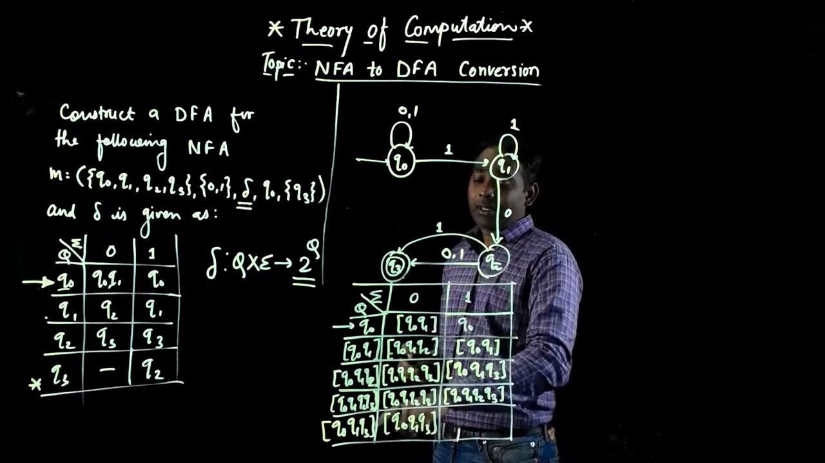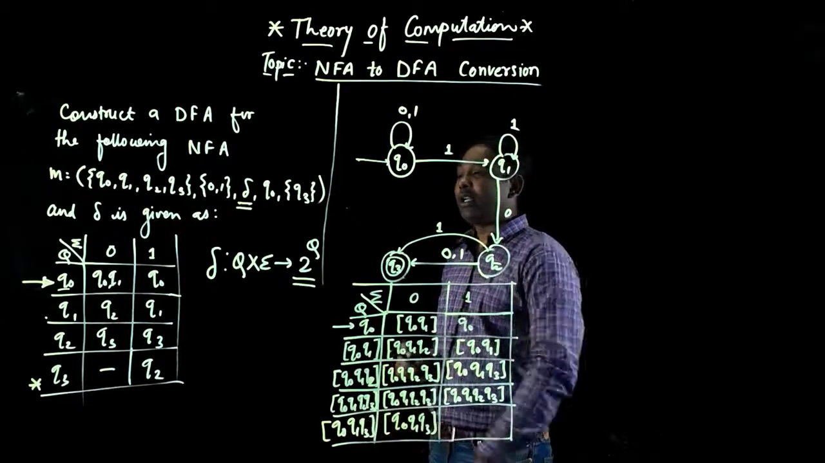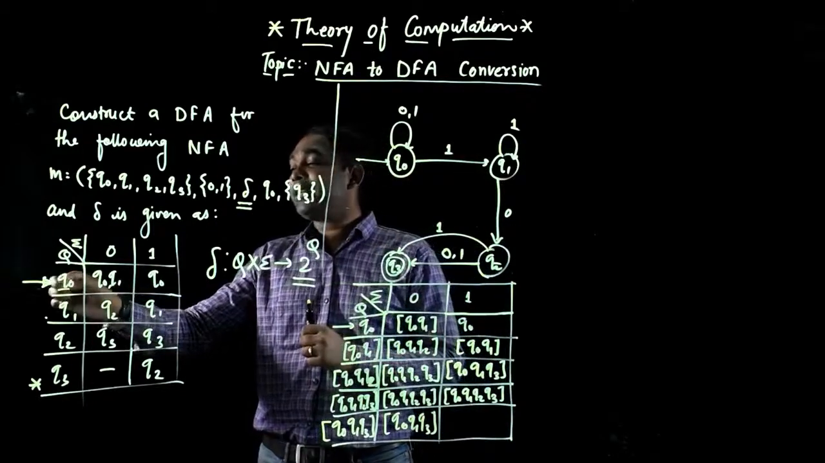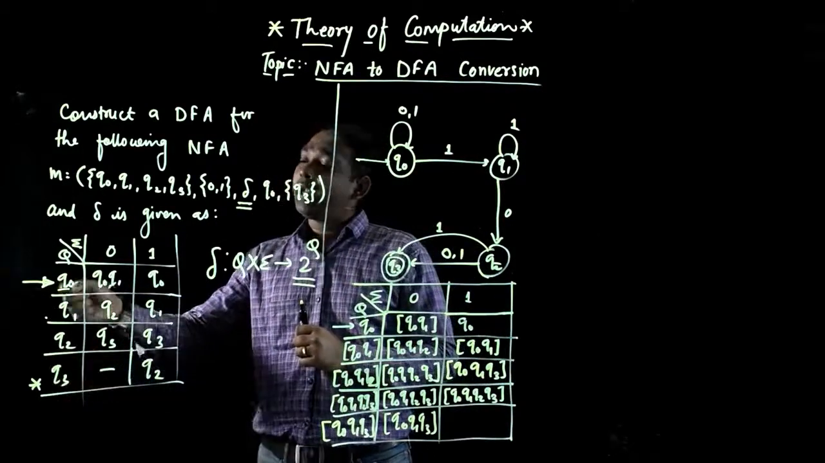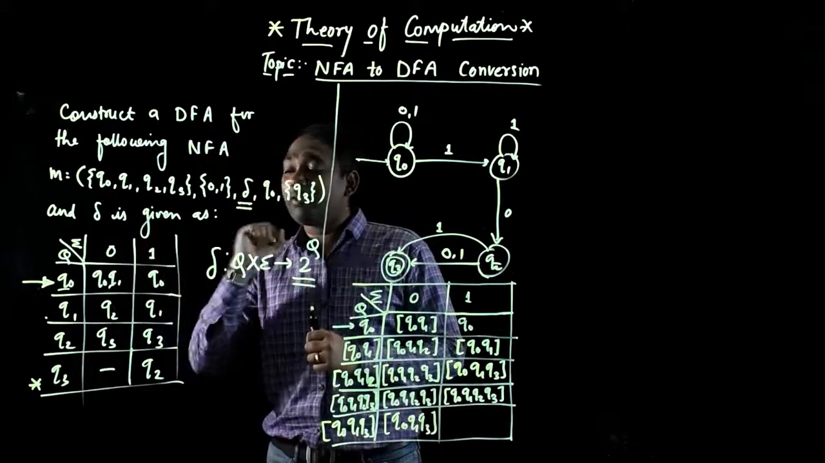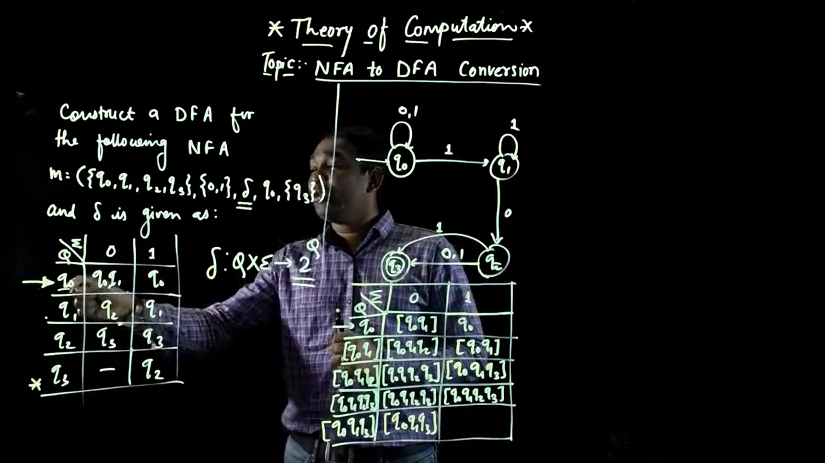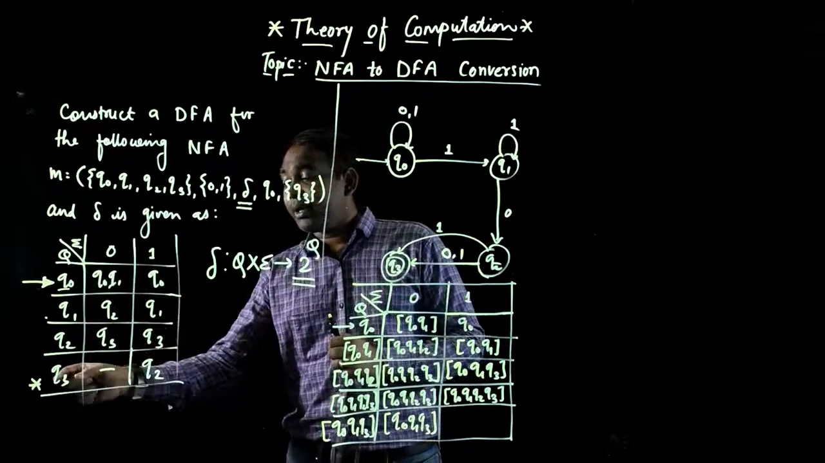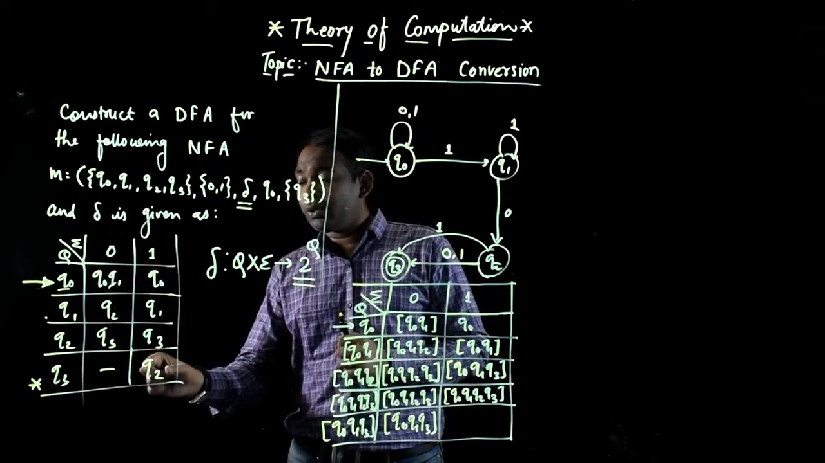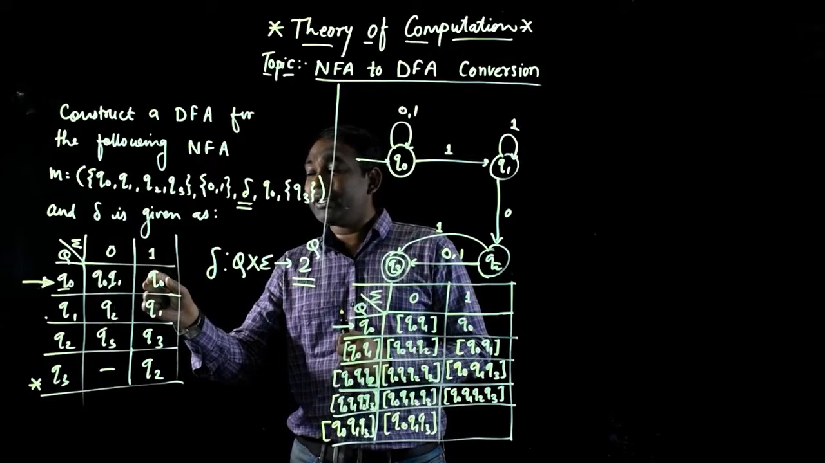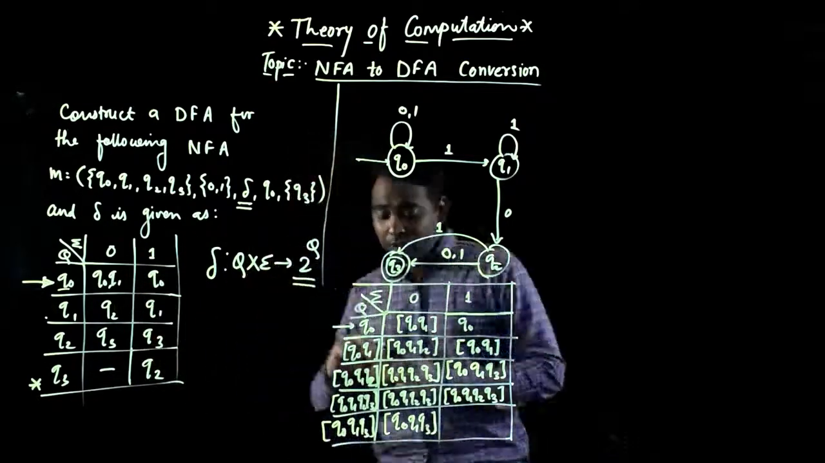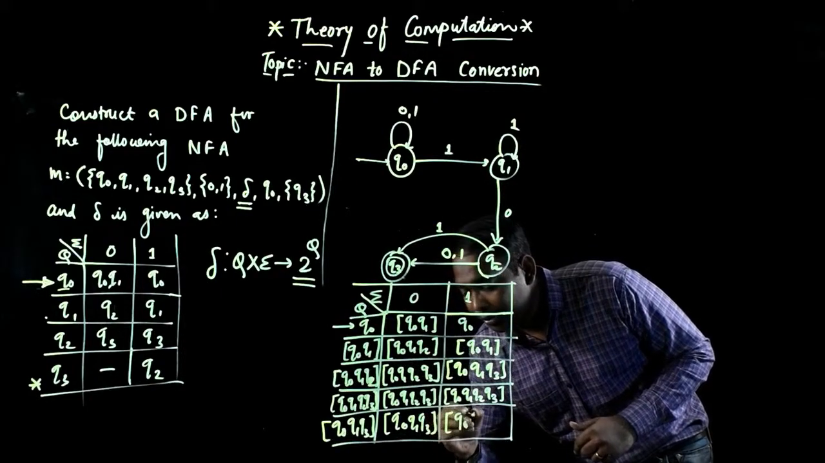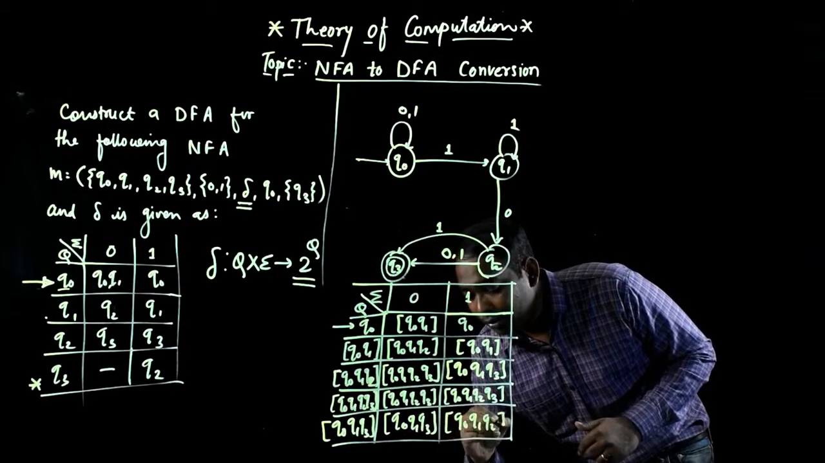So on 1, on the same state Q0, Q1, Q3, I need to find out the transition. I'll mark these three states Q0, Q1 and Q3 and find out the transition on 1 from these three states, right? Q0 on 1 goes to Q0, Q1; Q1 on 1 goes to Q1, but Q3 on 1 goes to Q2. So what is the next state? Q0, Q1, Q2. Q0, Q1, Q2 is the next state on 1, right?